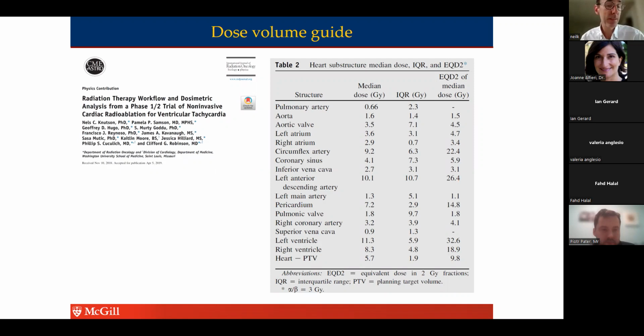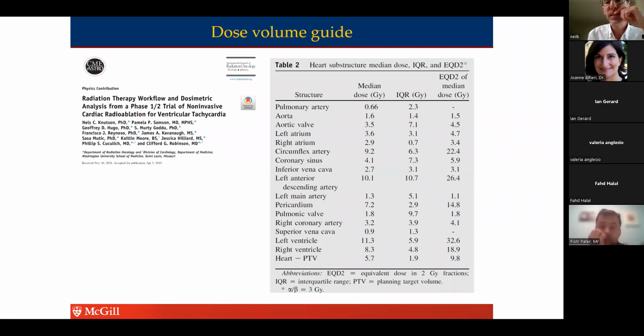But the question is, and it's still a work in progress, what should be the dose volume constraints that we strive to respect for all these substructures in the heart? We don't have the answer. What I'm showing here in this table, in fact, are the average doses that were delivered to these structures by the WashU group in St. Louis.